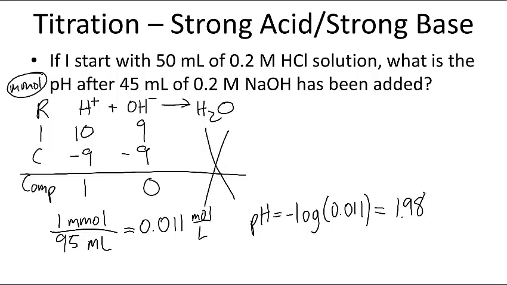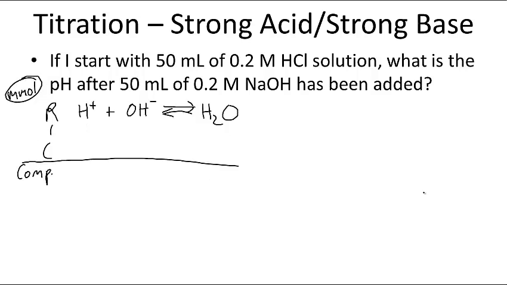Let's add 5 more milliliters and see what happens. So if I am adding 50 milliliters, I start with 10 millimoles of H plus, and how many millimoles of OH minus? 50 times 0.2 is 10 millimoles of OH minus. So who's the limiting reactant? They both are. Minus 10, minus 10, 0, 0. So the pH is now going to be the negative log of 0. No. So what do I do?